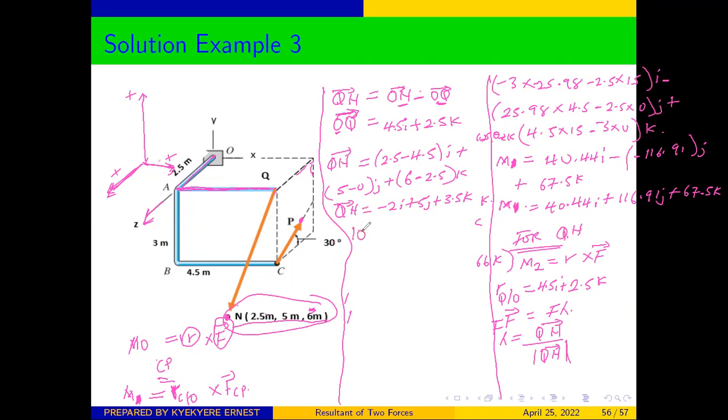We can just determine the magnitude of vector Kyn. The magnitude of vector Kyn will be equal to the square root of 2 squared plus 5 squared, negative 2 squared plus 5 squared plus 3.5 squared. And the magnitude of Kyn will be equal to 6.42. Once we have determined this, we can get our lambda. Our lambda will be equal to vector Kyn over the magnitude of Kyn.